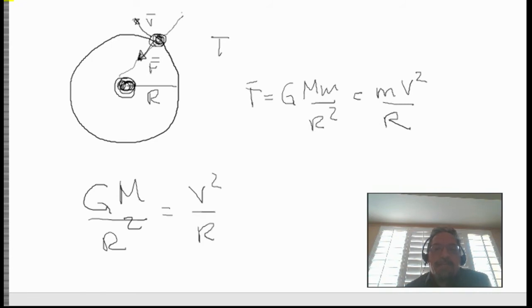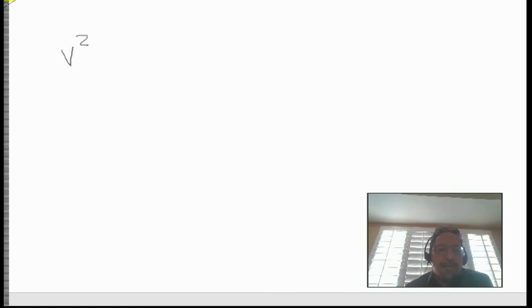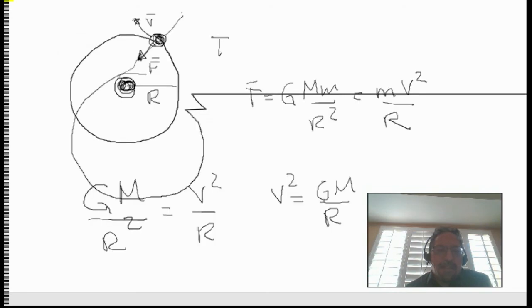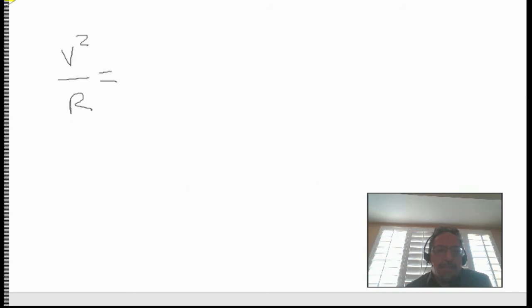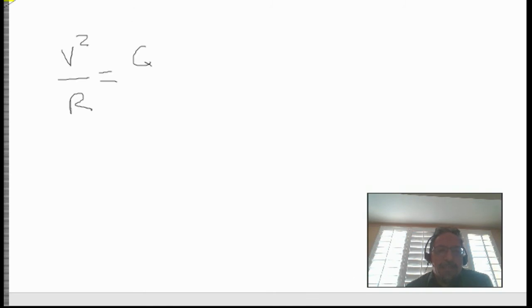So we get v squared is equal to GM over r, let's write it this way. Let us write just one more equation here. v squared over r equals GM over r squared.